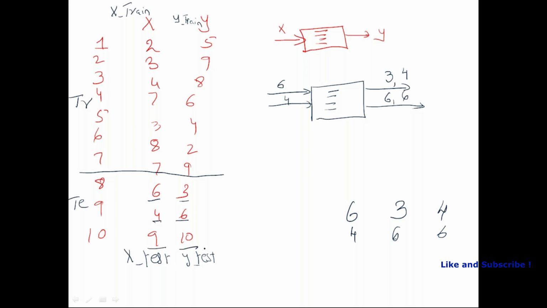Then I'll take this and then I'll take this. I'll give the input as 9. I was expecting the value as 10, but suppose I'm getting 8. So this is 10 and this is 8.